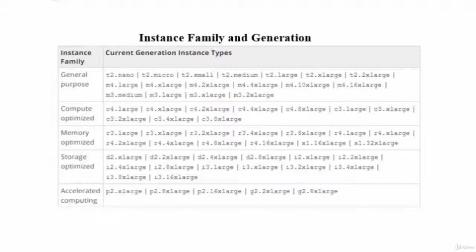Now let's discuss instance family and generation. Let me make it clear: an instance means a virtual server in the cloud in AWS. Instance is AWS terminology. So let's discuss their family and generation.